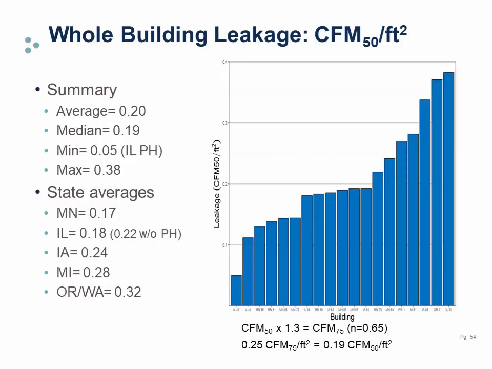At first glance, the distribution of the buildings shown in this bar chart looks similar to that for the ACH 50. However, you'll notice that some of the buildings are not in the same order. So this Illinois building was actually not the leakiest in terms of ACH 50. So can we really use the two interchangeably?